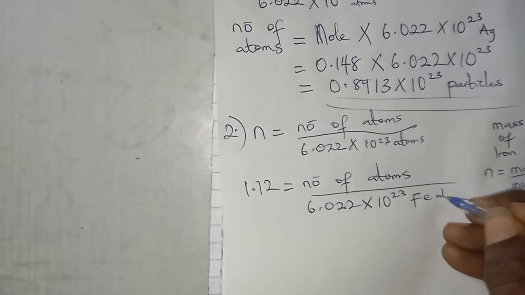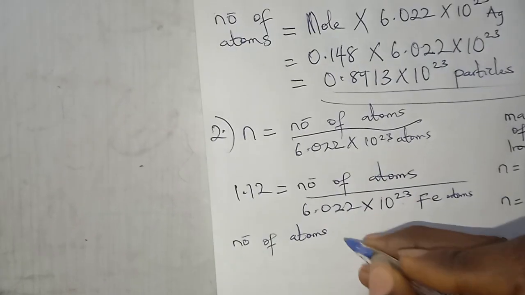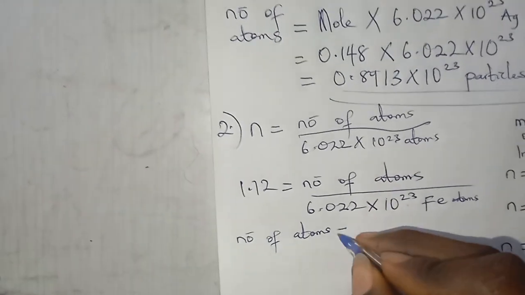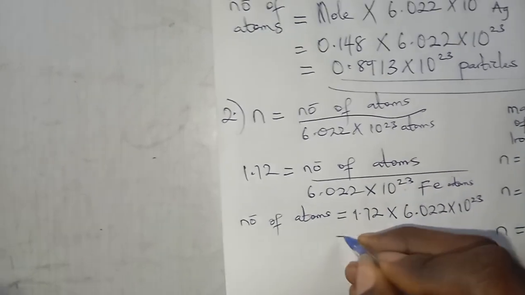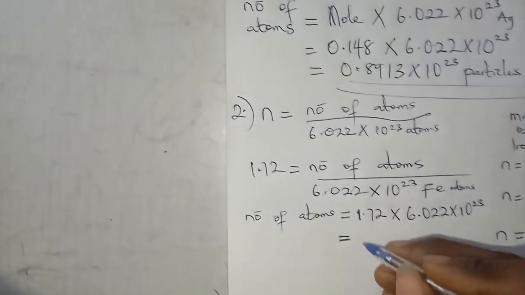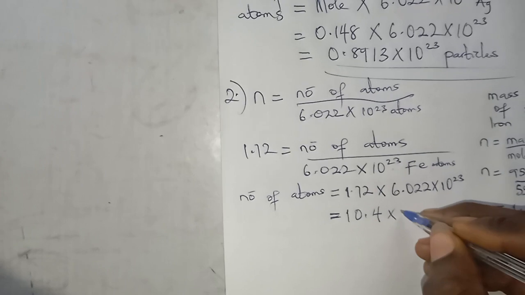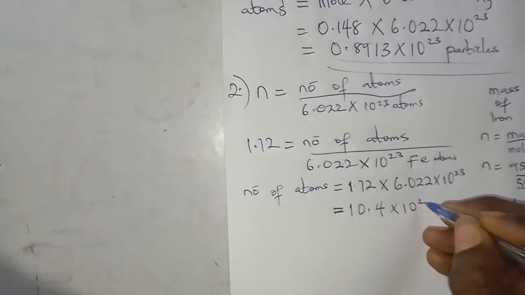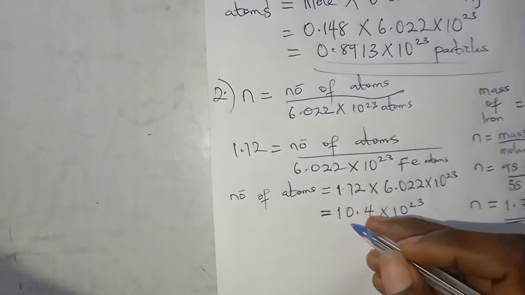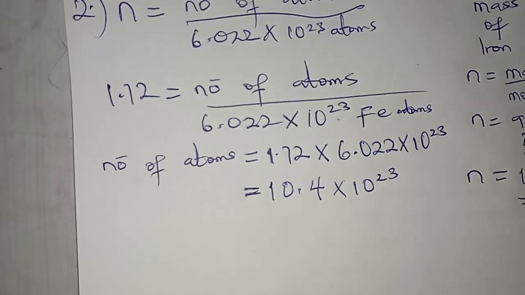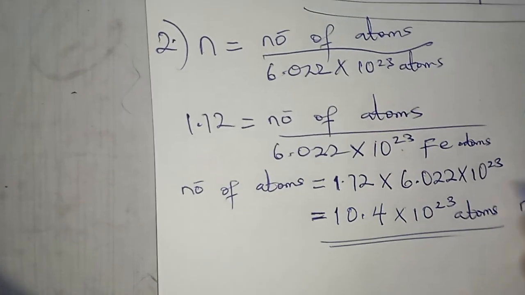This now becomes number of atoms. Making number of atoms the subject, number of atoms will be equal to 1.72 times 6.022 times 10 raised to the power 23, which is equal to, if you do the math very well, 10.4 times 10 raised to the power 23 atoms or particles. I'll leave my answer like this.